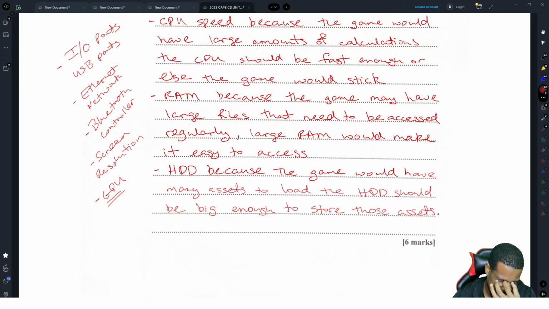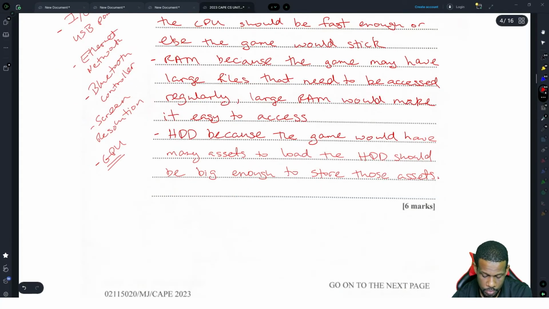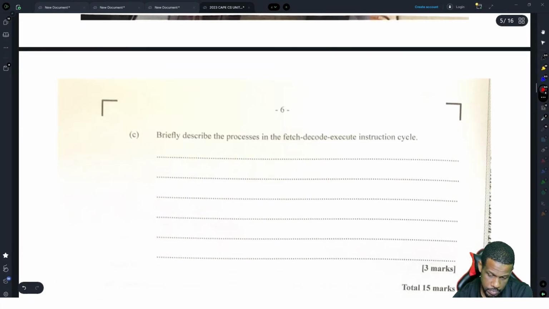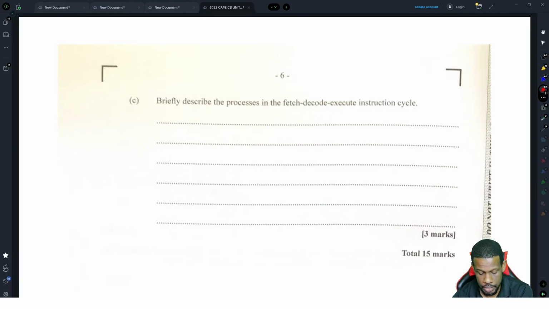You might get cache, because if you have a higher amount of cache, you'll be able to process faster. So you could put that. Word size will be like 64-bit or 32-bit. I wouldn't write that down. That's kind of out of the way of this question, but hey, you could try.